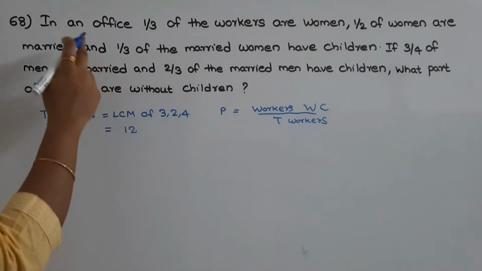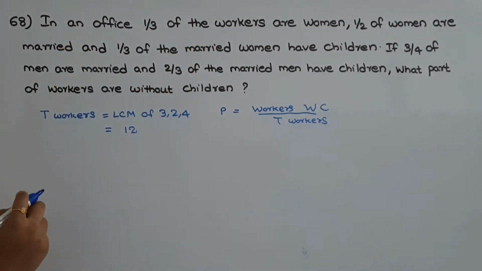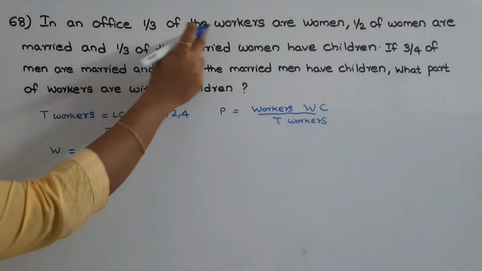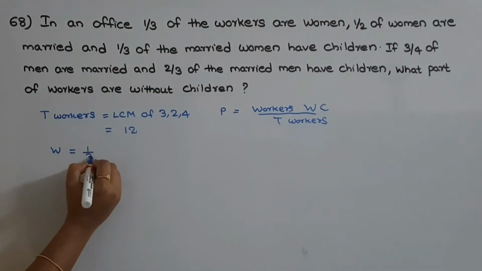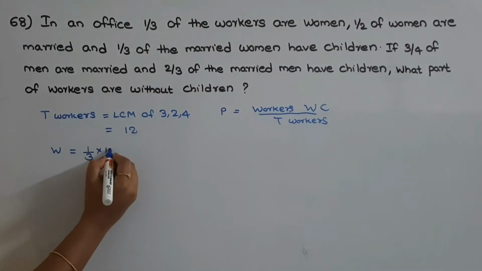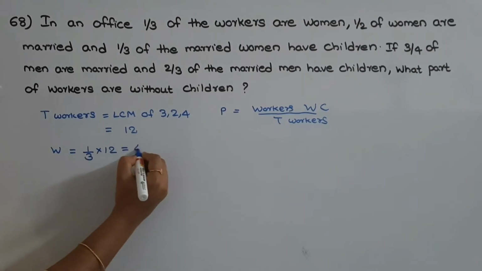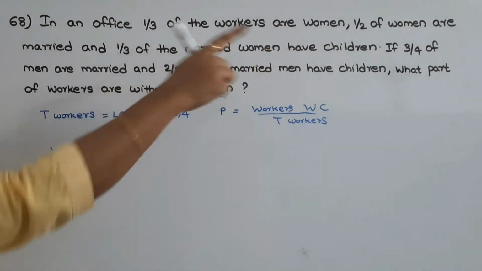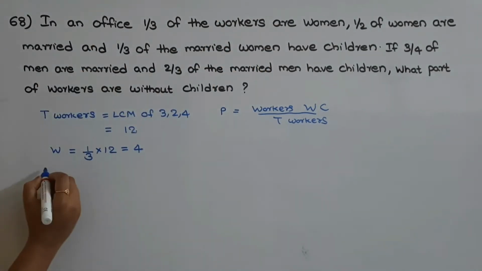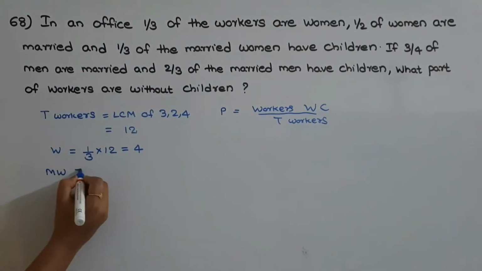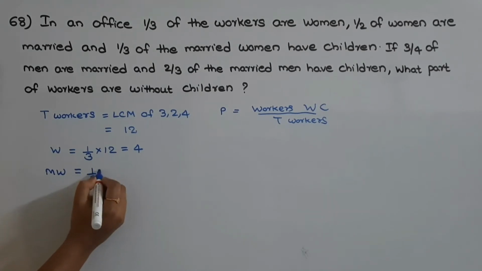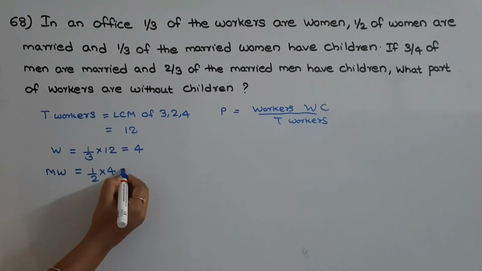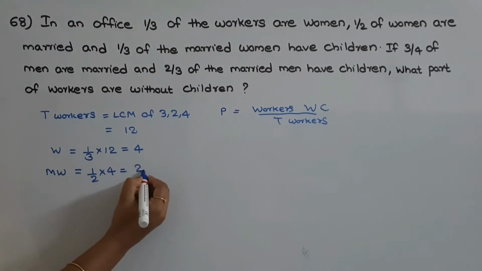Okay, then what will be the number of women in the company? Number of women will be equal to 1 by 3 of the workers. That is 1 by 3 into this 12. That is equal to 4. Okay. Then they are telling that 1 by 2 of women are married. Then what will be the number of married women? That is 1 by 2 of the number of women. Number of women we found it as 4. So that is equal to 2.